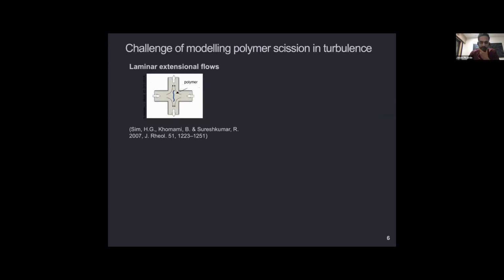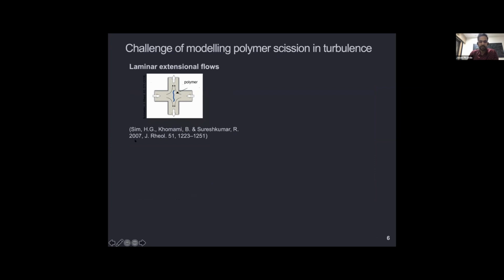So those are, I mean, by way of motivation. Now, it's also a very interesting problem because it's kind of an outstanding open question at the interface of complex fluids and turbulence. So if you just look at laminar extensional flows, there's lots of work that has been done on the scission of polymers in simple extensional flows.